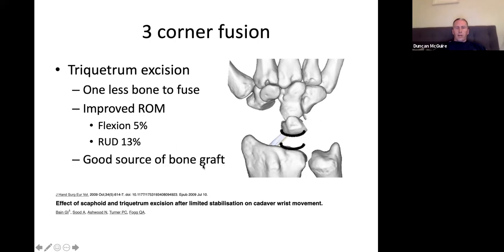The other good thing is that the triquetrum is a good source of bone graft, because often in these cases, especially in a SNAC wrist, the scaphoid is sclerotic and avascular, and it's not a good source of bone graft. So if you do need to pack bone in the midcarpal joint, the triquetrum is a good source for that. And then it can reduce ulnar-sided wrist pain. Sometimes you can get ulnar-carpal impingement between the triquetrum and the ulnar head. If the triquetrum's gone, then this can't happen.